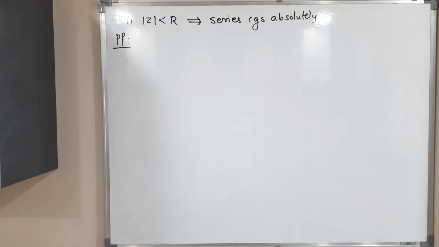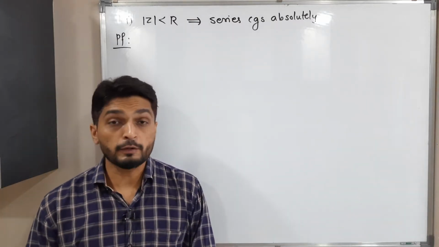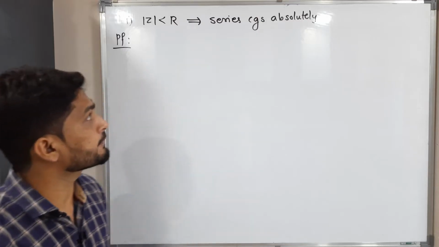So let us prove the first part. What is the first case? We have |z| < capital R. And what we have to prove? We have to prove that the given power series converges absolutely. Okay, this thing we have to prove.